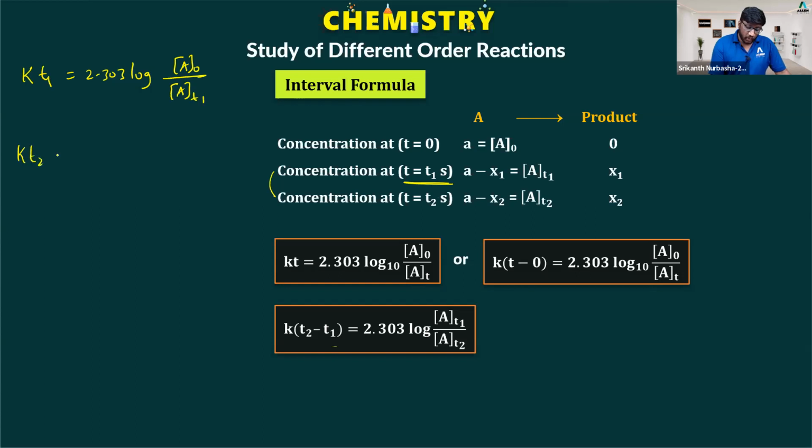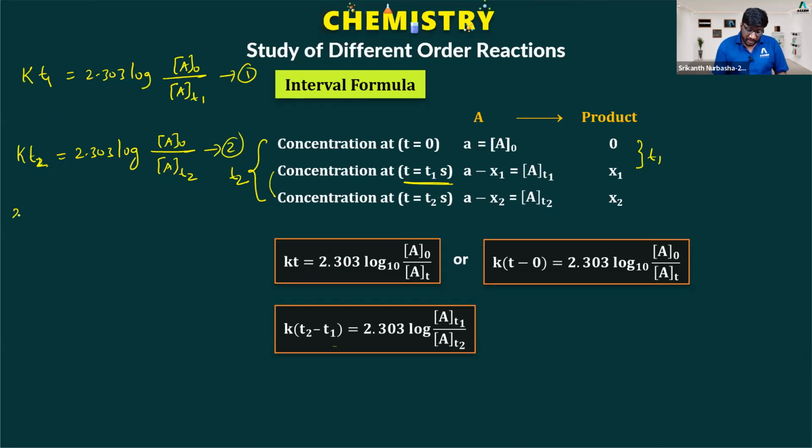K into T2 is equal to, because from here to here time is T1. From here to here, starting to concentration at T2, time is T2. So K into T2 is equal to 2.303 logarithm of concentration at time T is equal to 0 by concentration at time T is equal to T2. I can write this as equation 2. I can write this as equation 1. I am writing 2 minus 1 now.